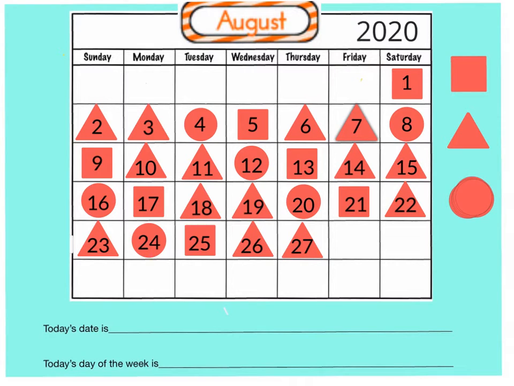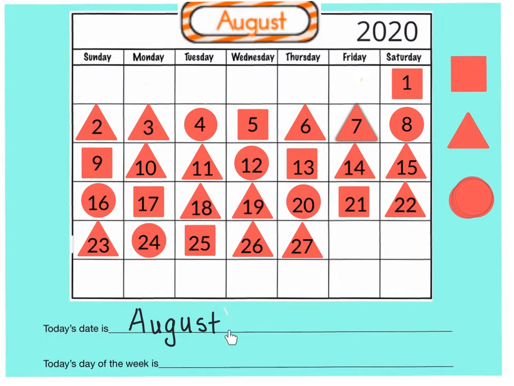All right, let's say our date all together. Ready? We're going to start with our month. Today is August 27th, 2020. All right, now we're going to write it. I'm going to start with a capital letter because August is the name of the month. A-U-G-U-S-T.